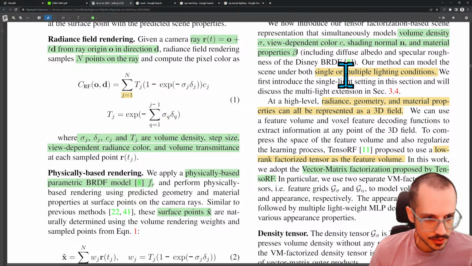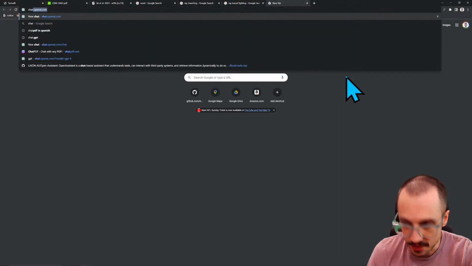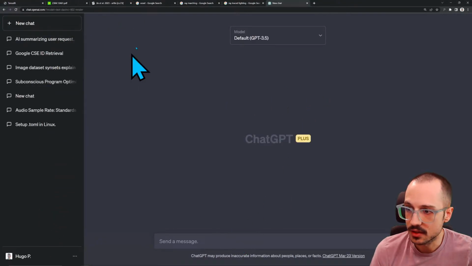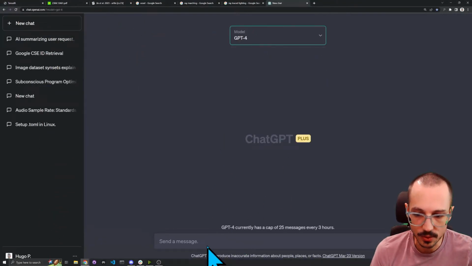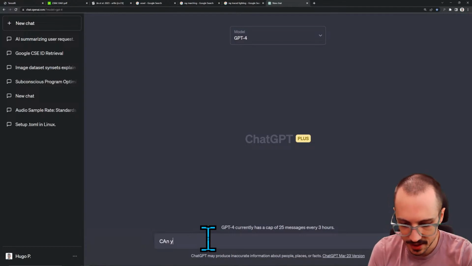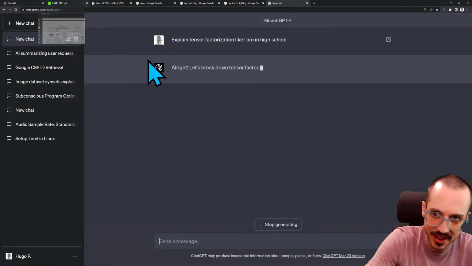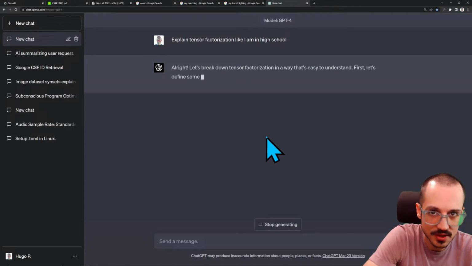In particular, we use, let's actually see if ChatGPT can give us a better definition. Can you explain tensor factorization like I am in high school? How about that? I was going to say like I am 5 years old, but I feel like the 5-year-old explanations are not as good as the high school ones.